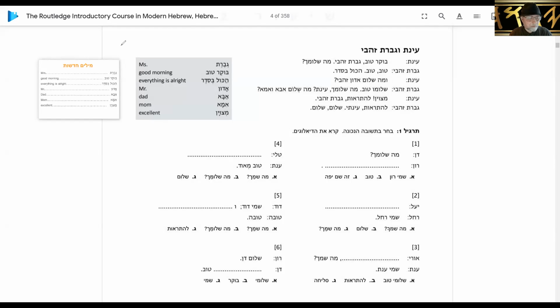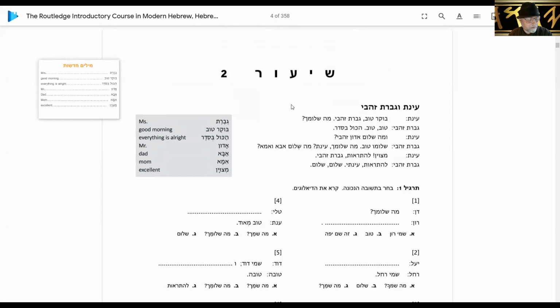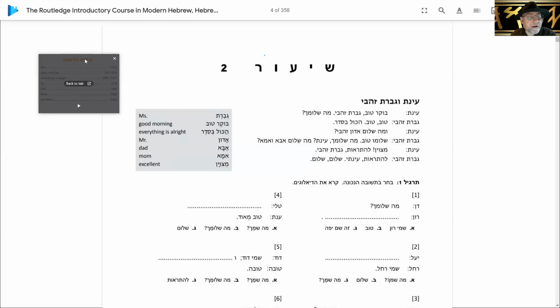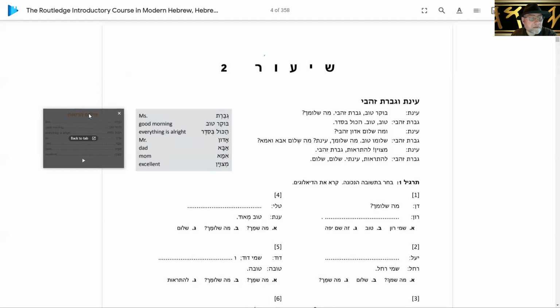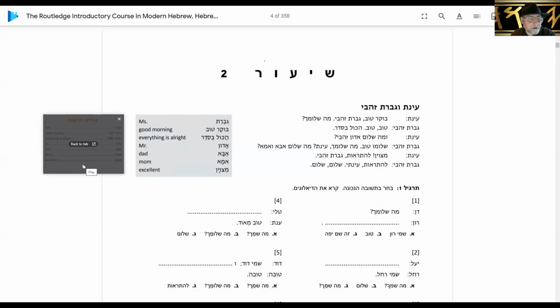Okay, so this is Unit 2 of the Routledge Hebrew program. Up here we have Shi'ur 2, lesson number 2. We are going to look at our vocabulary here. We've got some new vocabulary to look at, and we should be able to hear it as follows.